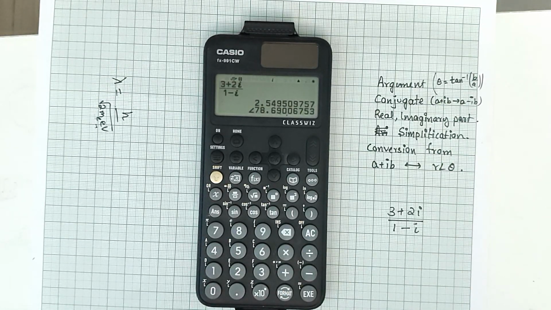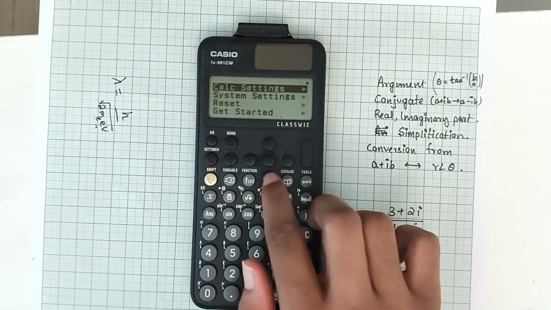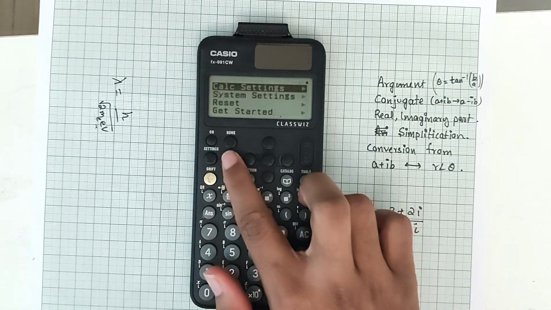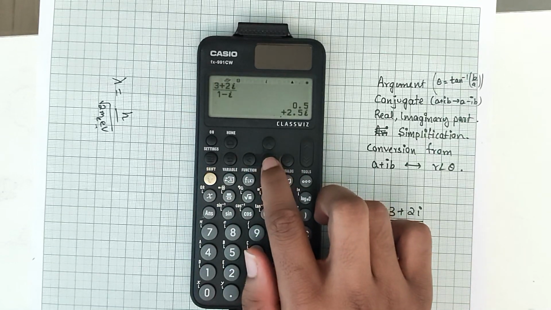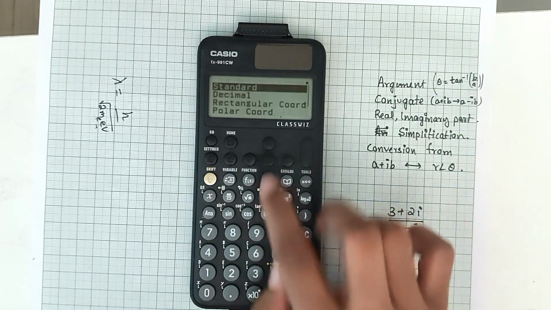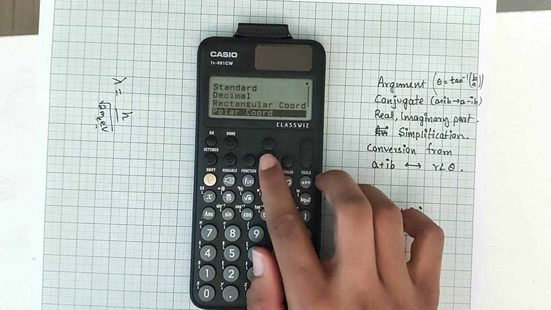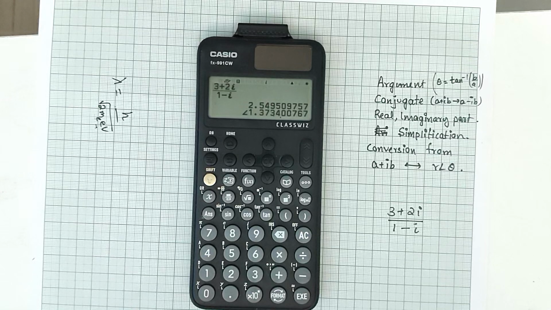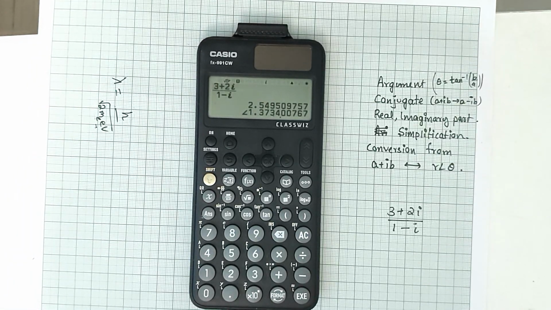And again, if you want to convert this to radians, just go to Settings, Calc Settings, Angle Unit, Radian, and click OK once again. Format it to polar coordinates. So yeah, we obtain the angle in radians this time.